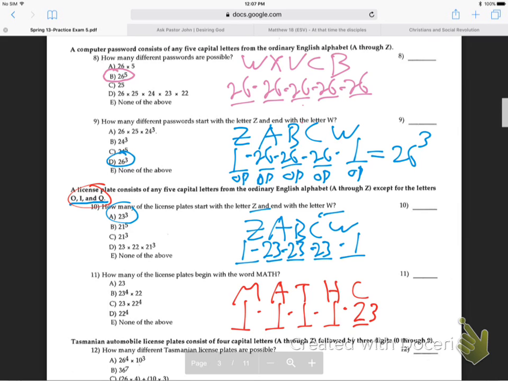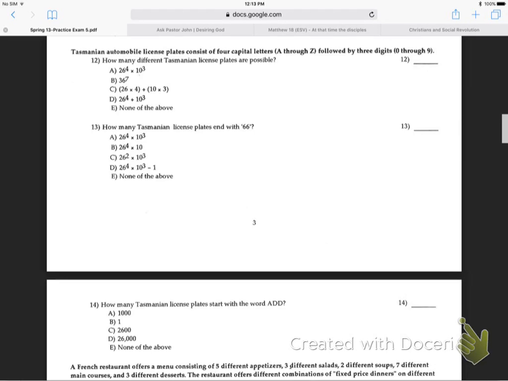Okay, so that's it. So number 11 is just 23, huh? It's just A there. Is that good? Okay, number 12. Let's put 4 capital letters followed by 3 digits. How many are possible? So I'm going to pick one. A, B, C, D. Is it 4? Yeah, 4 letters, 3 digits. 7, 2, 1. So there we go.